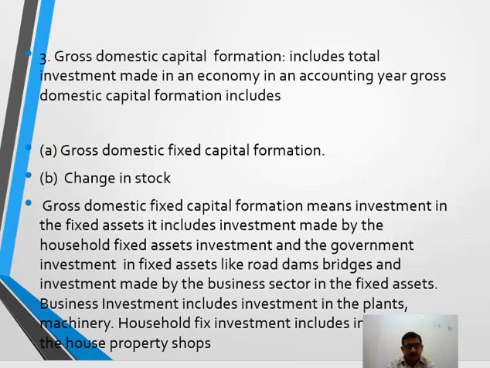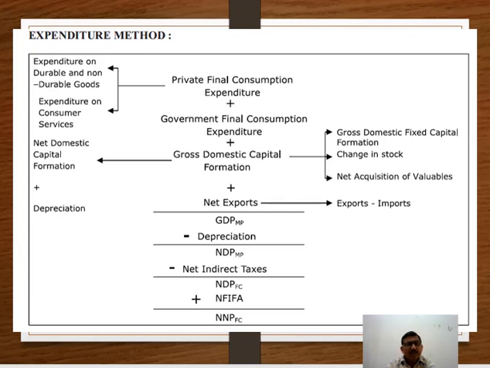Now, how to calculate national income by the expenditure method? In order to calculate national income by the expenditure method, first of all, try to find out GDP by the expenditure method. In order to find the GDP by the expenditure method, you have to add the four components, that is private final consumption expenditure, government final consumption expenditure, gross domestic capital formation and net exports. By adding these, you are able to find GDP at market price. Deduct depreciation, deduct net indirect taxes and add net factor income from abroad. Then you are able to find national income by the expenditure method.